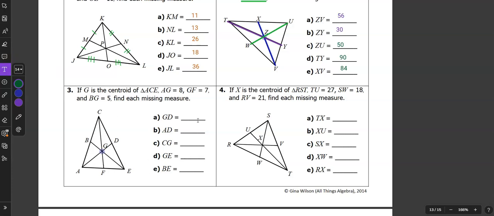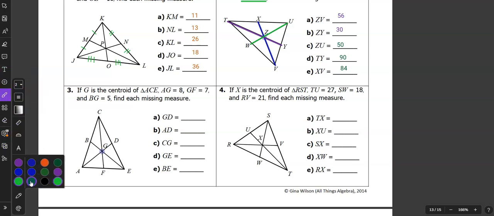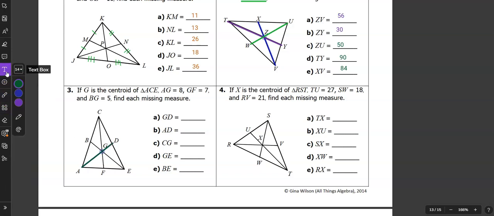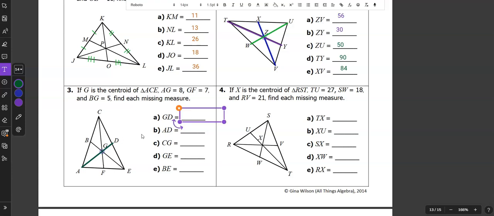So the first piece of information they want is GD, and look here, they give us AD right after it, so that's convenient. So the first thing I'm going to do is go ahead and label median AD. Now the information that they give us that is relevant is that AG, the longer segment, is 8, which means the shorter segment is divided by 2 and is therefore 4. And then when we add 4 and 8, we get 12.